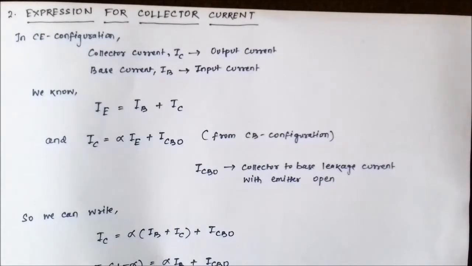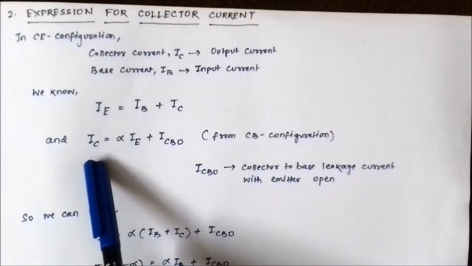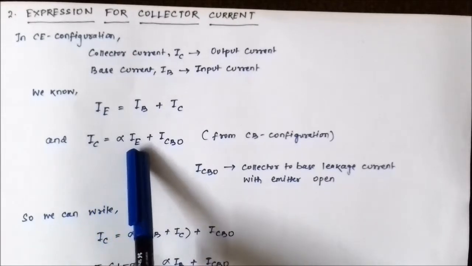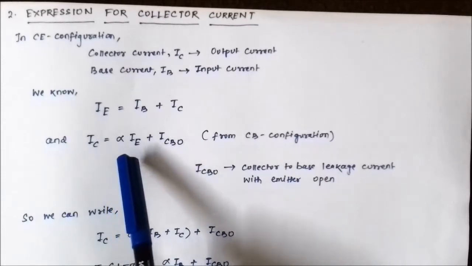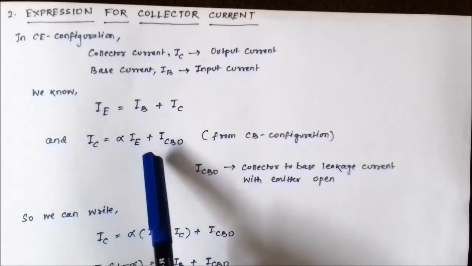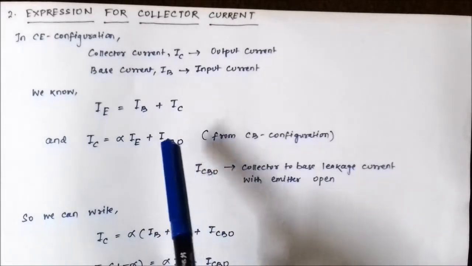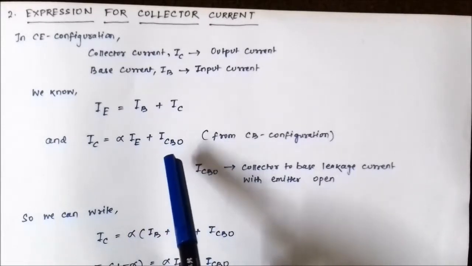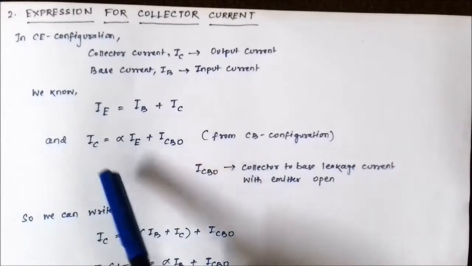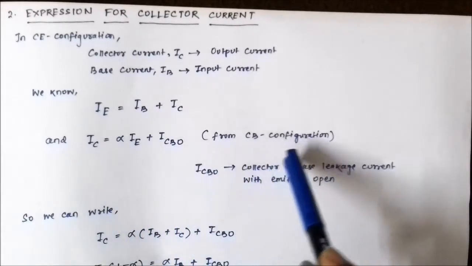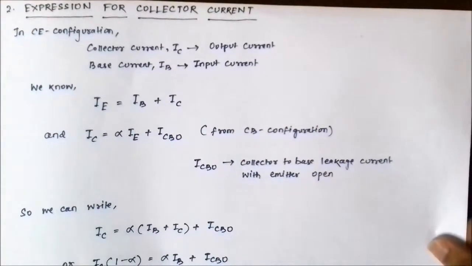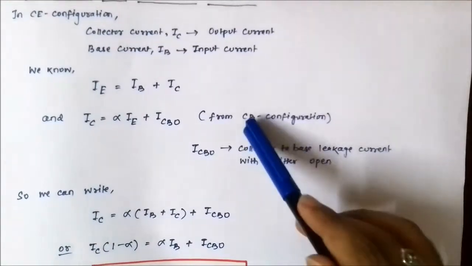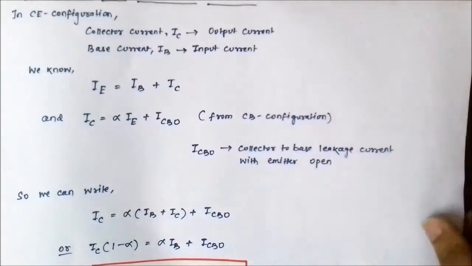Now if you remember, in common base configuration, the expression for collector current was in this form. IC is equal to alpha IE plus ICBO. Remember, the collector current consists of two parts. First part is the emitter current, which reaches the collector terminal, and this is the collector to base leakage current due to minority charge carriers. So the collector current consists of two parts for common base configuration. So we'll be using this expression for deriving the collector current expression in common emitter configuration.